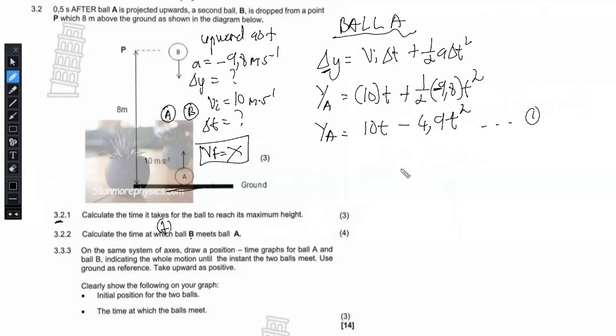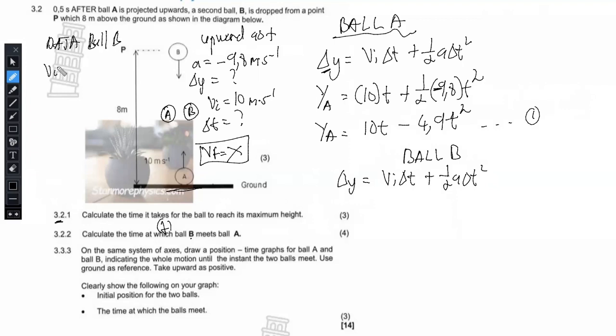Okay, then done with ball A, let me go to ball B. Now, ball B, note that it is dropped, right? Again, with the same formula, delta y is equal to vi delta t plus half a delta t squared. Let's try to find the data for ball B.